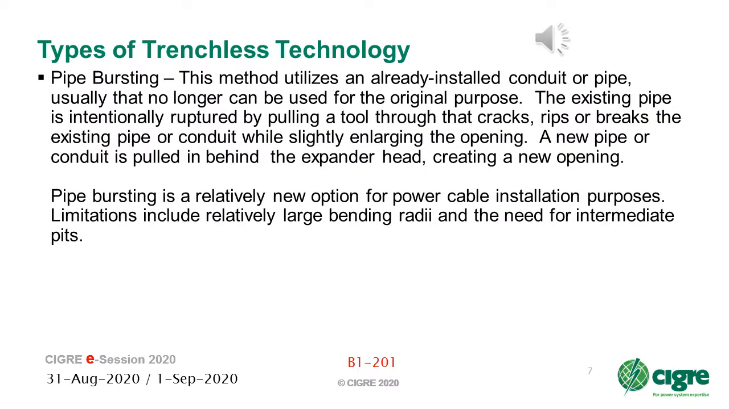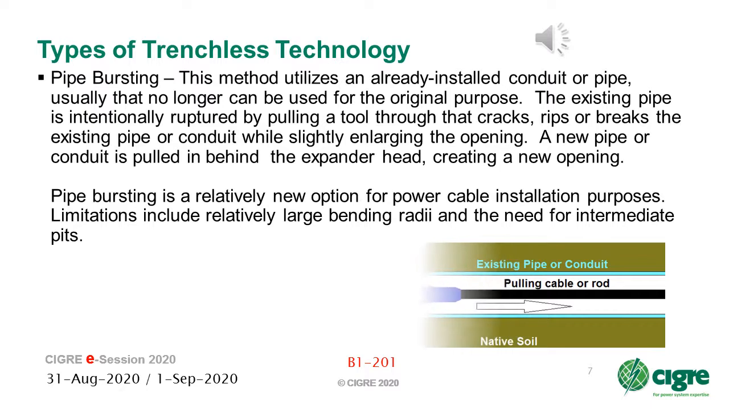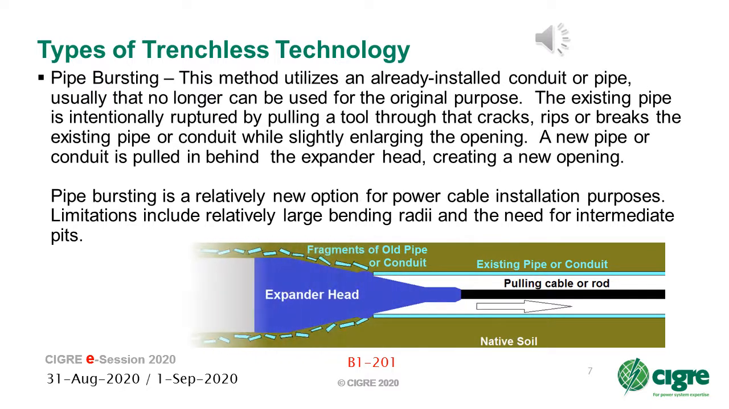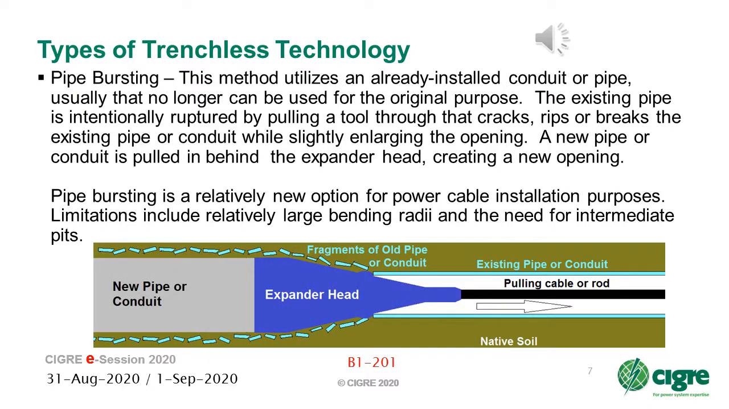Pipe bursting is a technology that's recently being considered for use for underground power cables. With this method, an existing conduit or pipe is intentionally fractured so that a new pipe or conduit can be pulled in through the existing opening. Then power cables can later be installed once the new conduit or pipe is placed in the ground.